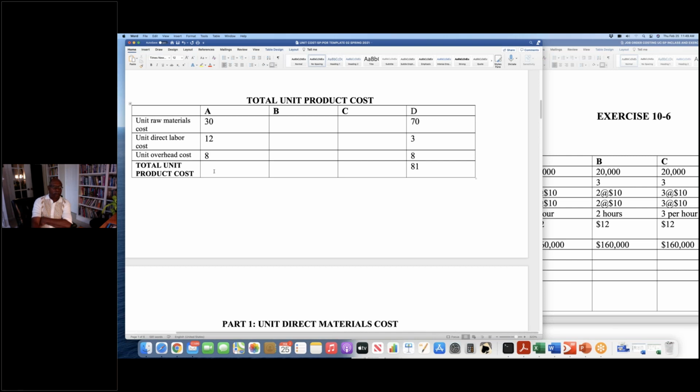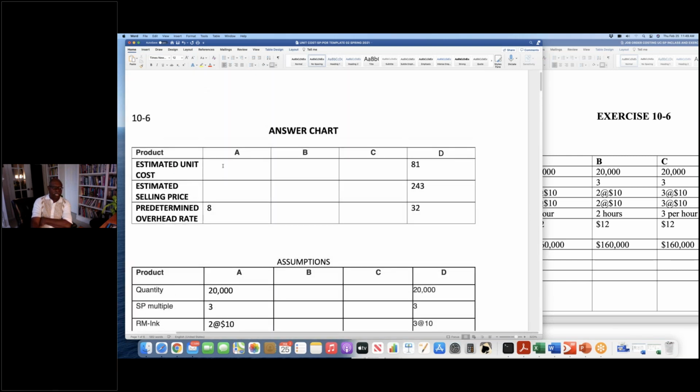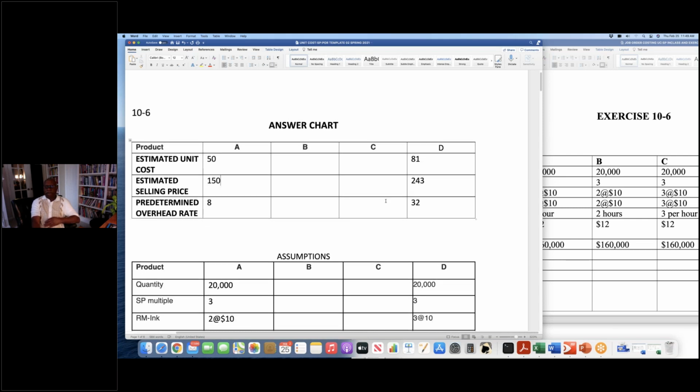So what's our total cost of the product? It's 50. Put the 50 here. What's our selling price going to be? 150 when you multiply it by 3. Okay. So you see we moved a little bit faster that time.